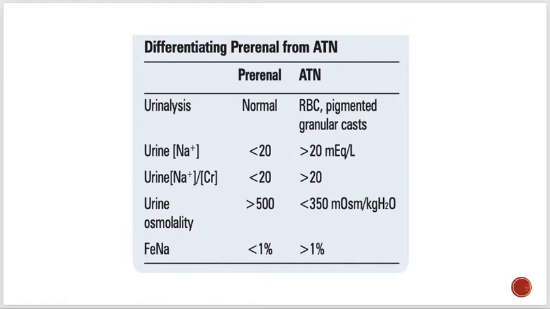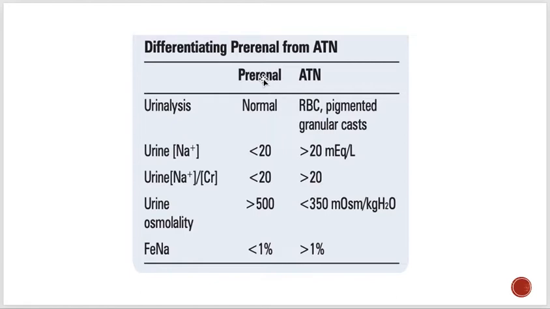How do we differentiate prerenal from acute tubular necrosis? Because the postrenal are mostly diagnosed clinically on examination. See, in pre-renal etiologies, when we do urine analysis, it will be normal. But in acute tubular necrosis, we can find pigmented granular casts or RBCs. When the condition is pre-renal, the kidneys are functioning well. Remember, in this one, the kidneys are not functioning well. In this one, the kidneys are functioning well. So whenever the etiology is pre-renal, the kidneys are functioning well.